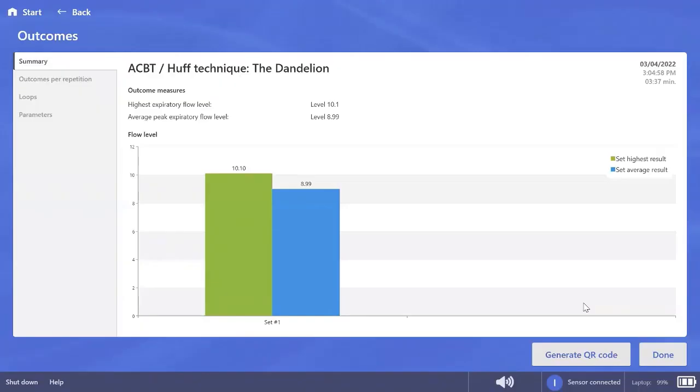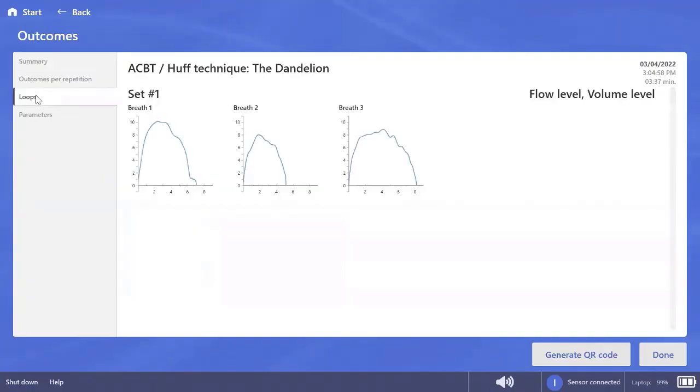Again, we're going to see outcome measurements really based on just the expiratory flow level. So this is picked up from the huff technique, and we can go through and see all of the information, including our flow volume loops.